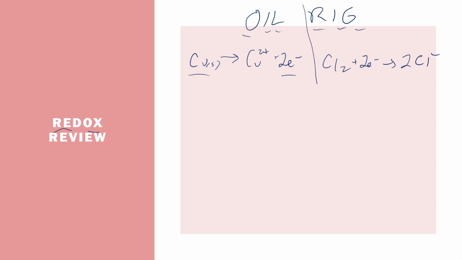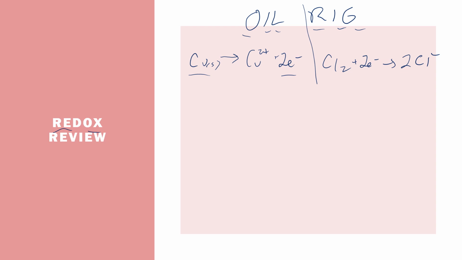Now, in reality, these can't occur on their own. They have to occur together. You have to have at least one oxidation and at least one reduction reaction together because the electrons have to go somewhere. So you can put these 2 together in what we call the overall reaction.